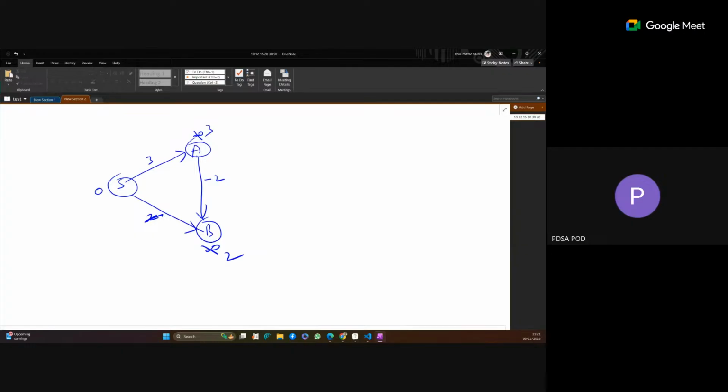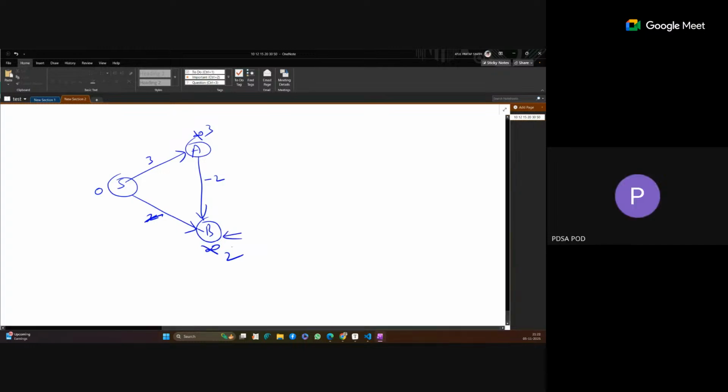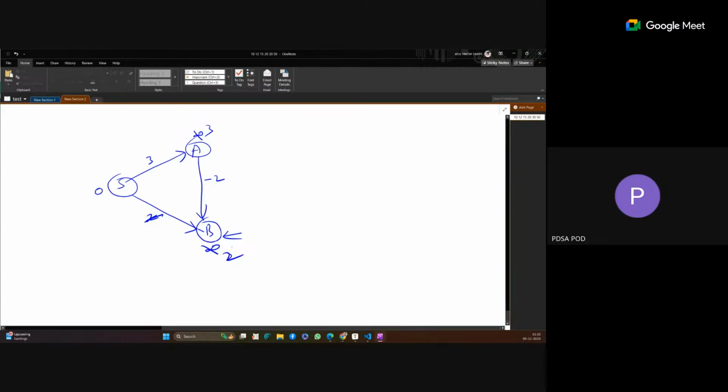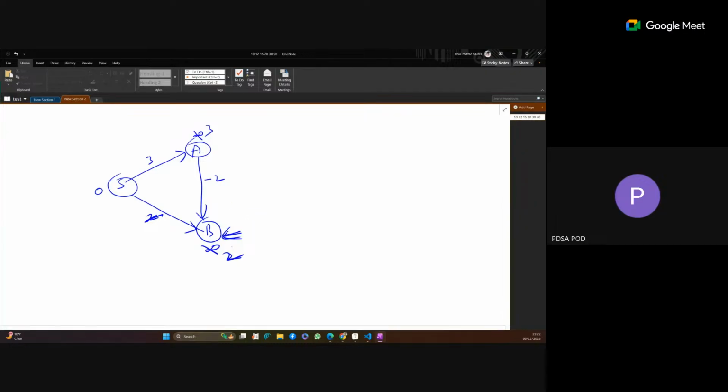Next, which node will be selected according to Dijkstra's algorithm? That is the smaller one. Between 3 and 2, this node B will be selected. Now we finalize that the distance from S to B is 2. Now we are looking from B, and from B there is no outgoing edge, so we have finalized the distance 2 for B.